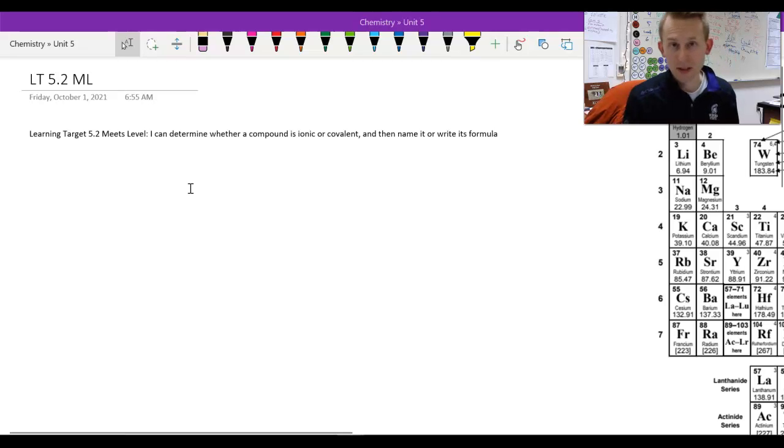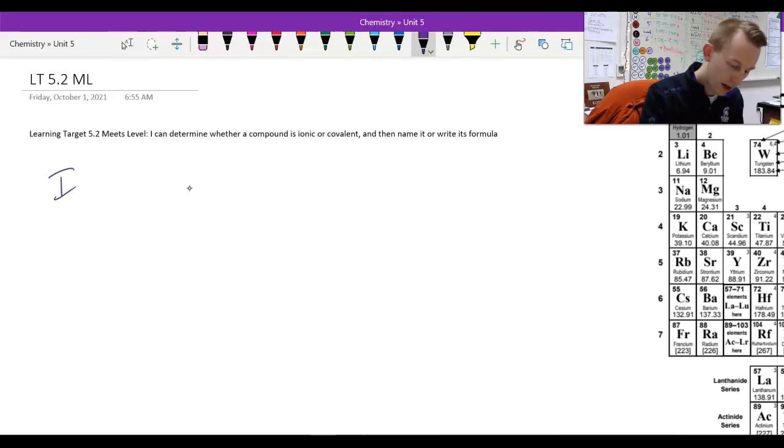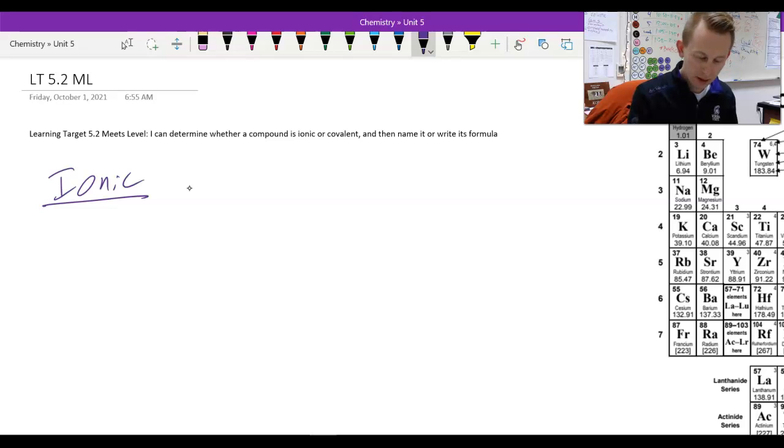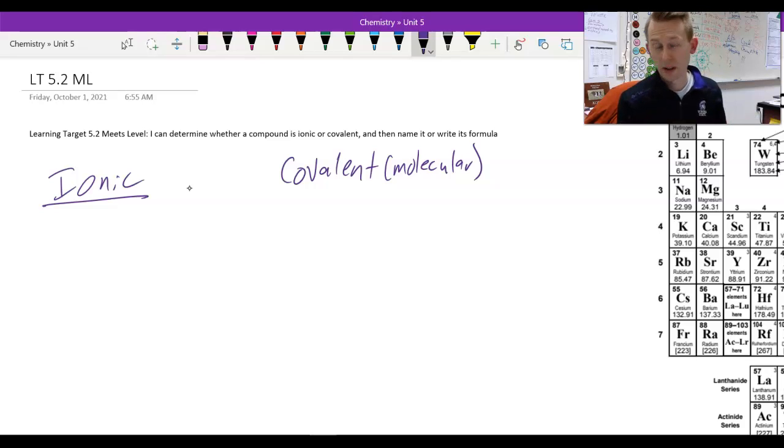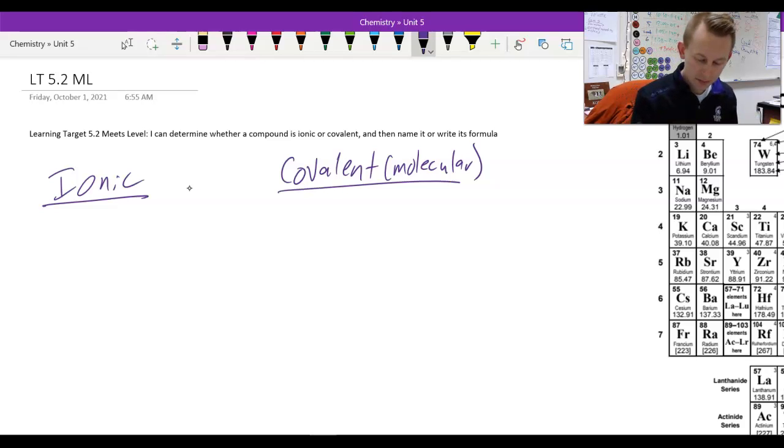The two main types of compounds that we've been dealing with up until now are the ionic compounds and then the covalent. Some people call these molecular. So if you hear me say that, covalent and molecular are really the same compounds.